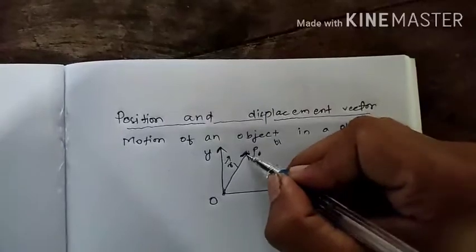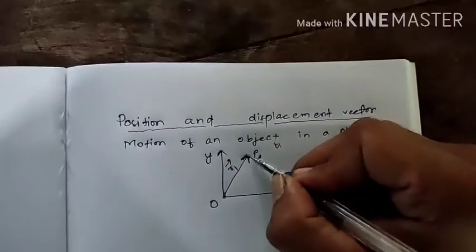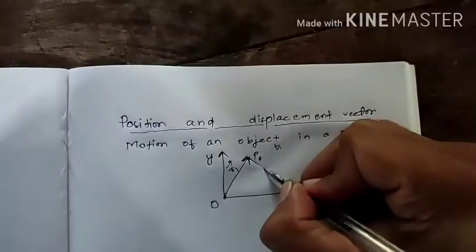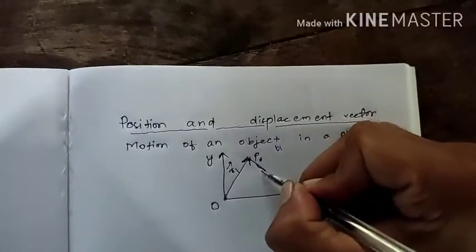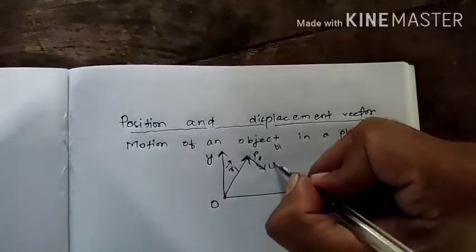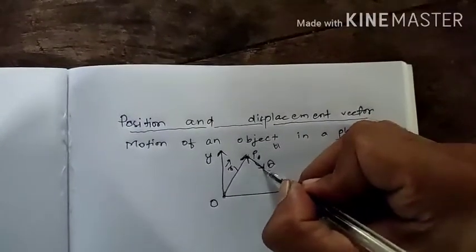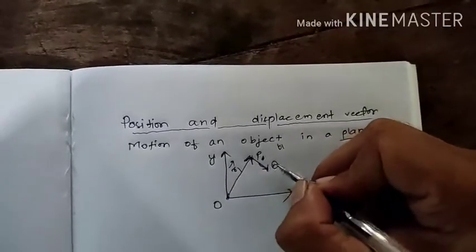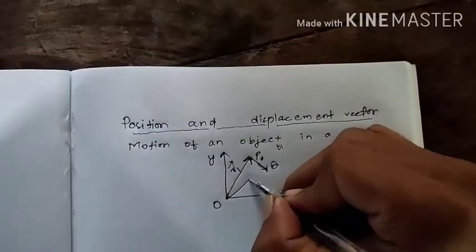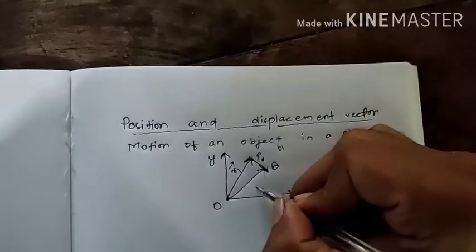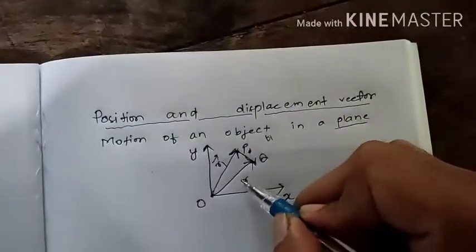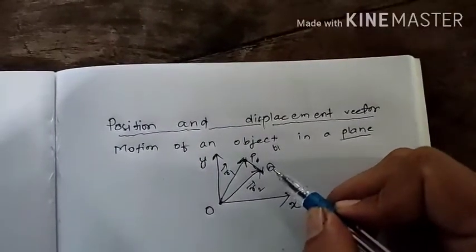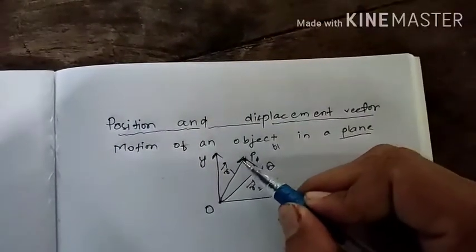Now this object moves from P to Q. This point is called point Q. It moves to Q. Now the new position vector of this Q would be, let's say, r2. So r2 is the position vector of Q and r1 is the position vector of P.